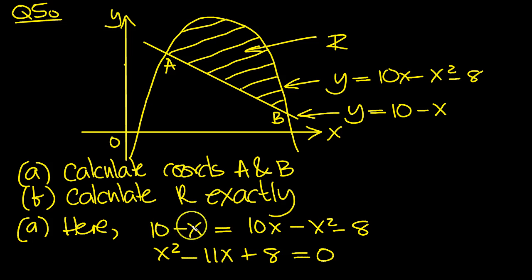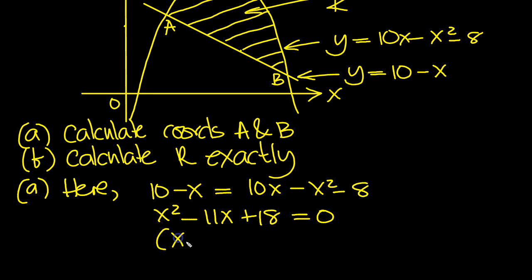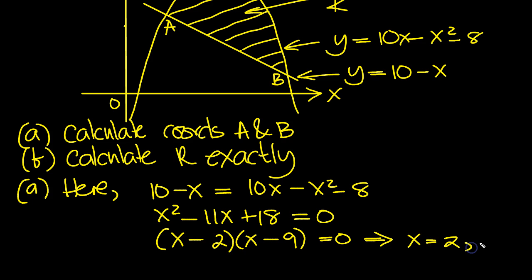We've got a 10 there, plus 8 is 18. So that's good because that's 9 2's. So here we can factorize. And as we said, we think it's 9 2's, so let's put that in: x minus 2, x minus 9 equals 0. So that tells us x must equal 2 and x equals 9 are the two solutions for the x coordinates of A and B.